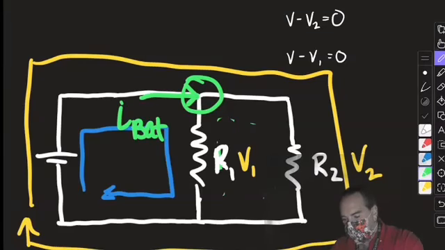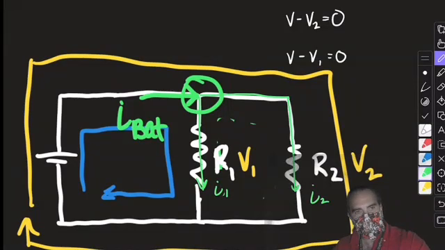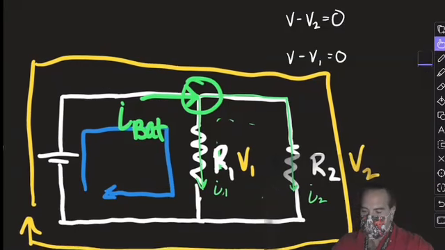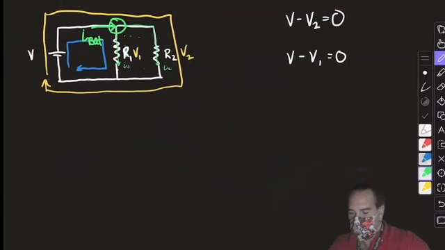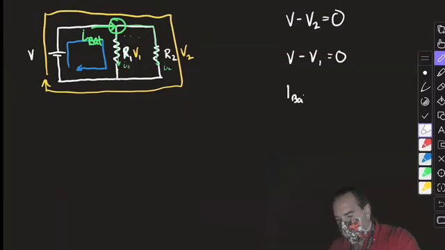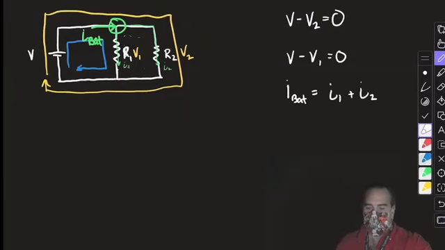Now, exiting that junction, there's this current that goes through resistor 1, so I'll call that I1. And there's this current that goes through resistor 2, I'll call that I2. If I want to use Kirchhoff's law correctly, then I for the battery has to equal I1 plus I2. That's how the junction rule works. So I battery equals I1 plus I2.